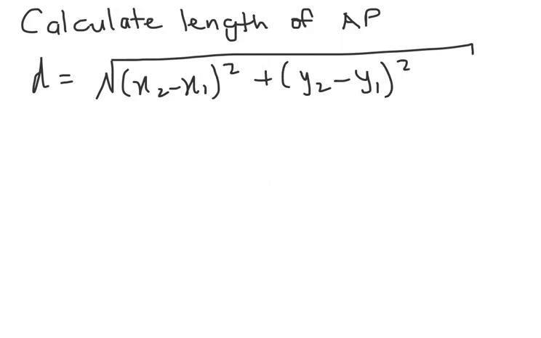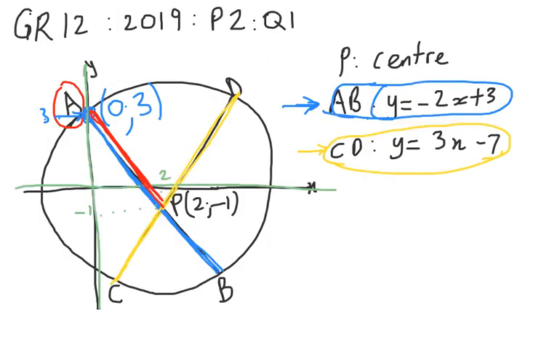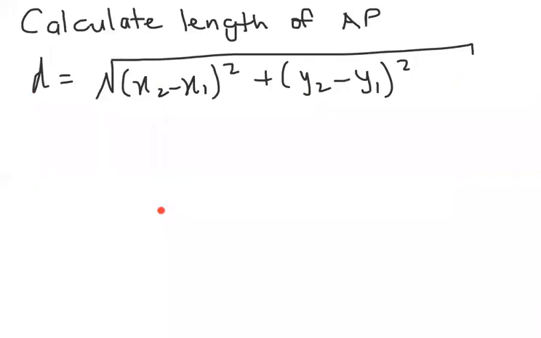And we do have the points. For AP, we have the point A, which is there, 0 and 3. And we have the point P, which is 2 and minus 1. So let's use those 2 points, 0 and 3 and 2 and minus 1. Let me just write it down here.